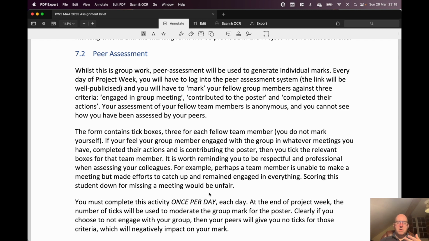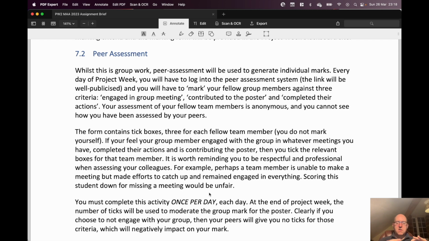Okay. And your assessment of your fellow group members is anonymous, so you can't see how you've been assessed by your peers, unless you talk about it, obviously. But yeah, and you won't be marking yourself. So when you log in, it will recognise who you are, and it will list your fellow group members. And likewise, your other team members will log in, and they'll be the ones assessing you. Okay. So that's how it works. Like I said, it's very straightforward.